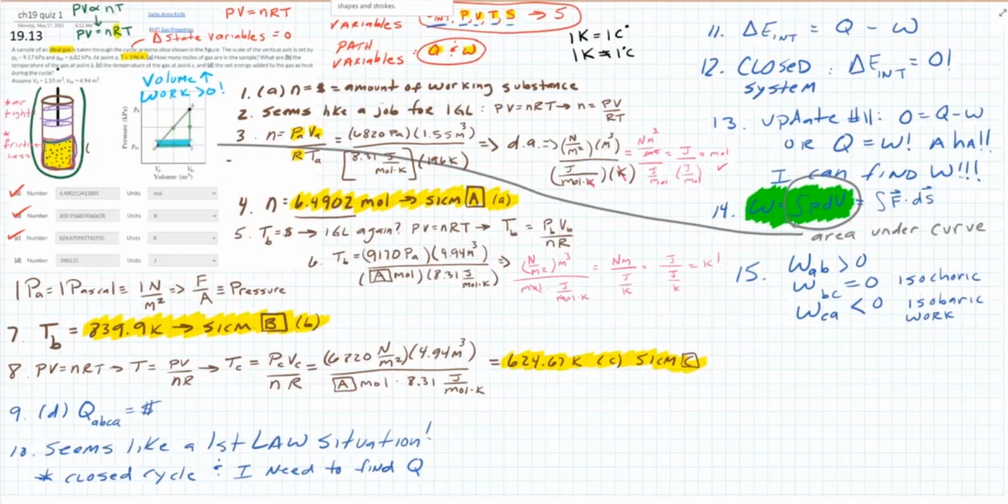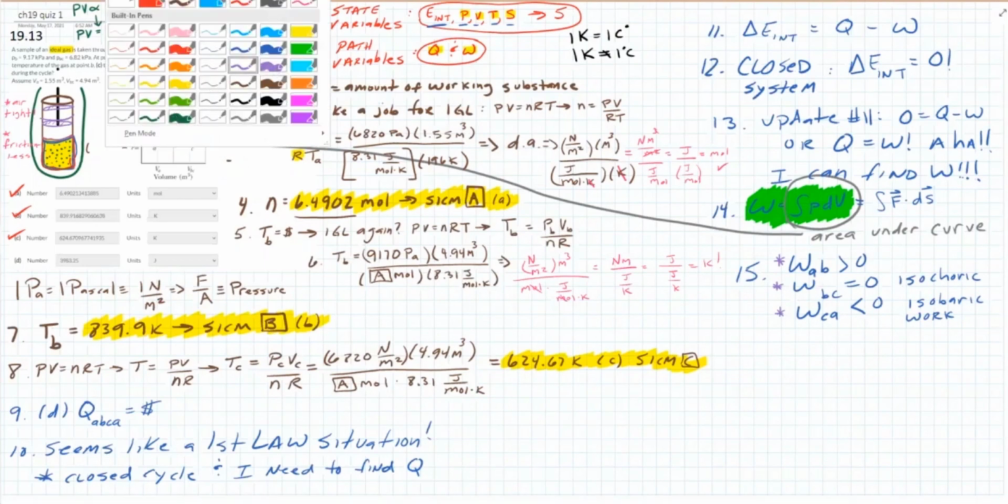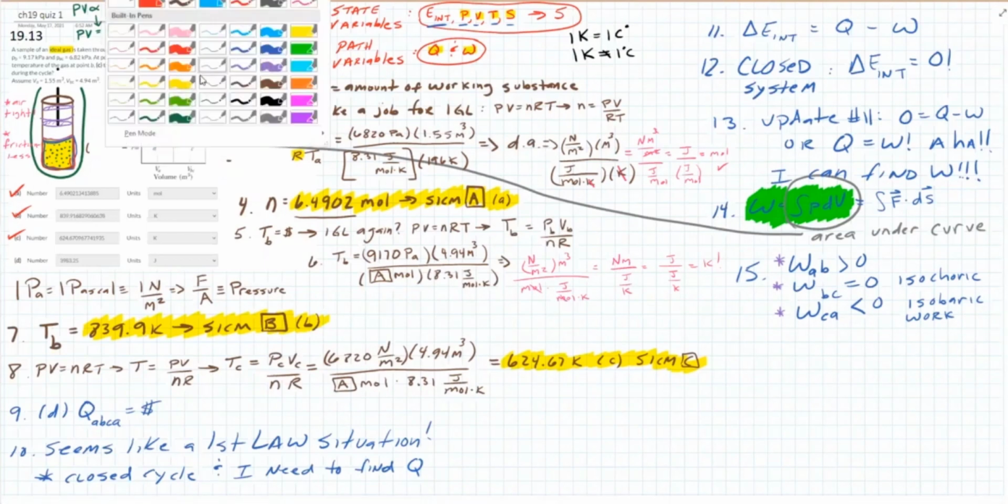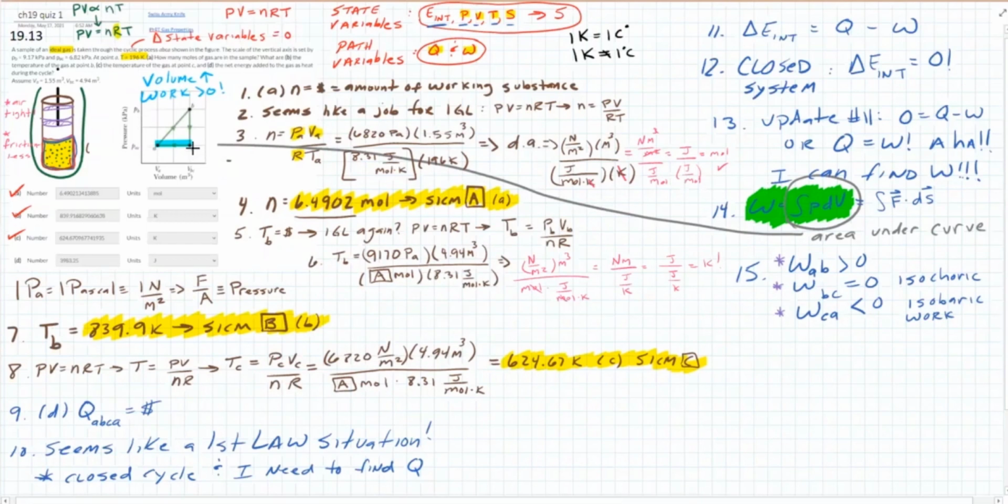Okay, so let me just check that. From A to B, yes, positive work. From B to C, there's no work done. That's an isochoric process. From C to A, that's an isobaric process. Negative work done. All right, so now I'm going to do the same thing. How much negative work just happened? This much negative work from C to A.